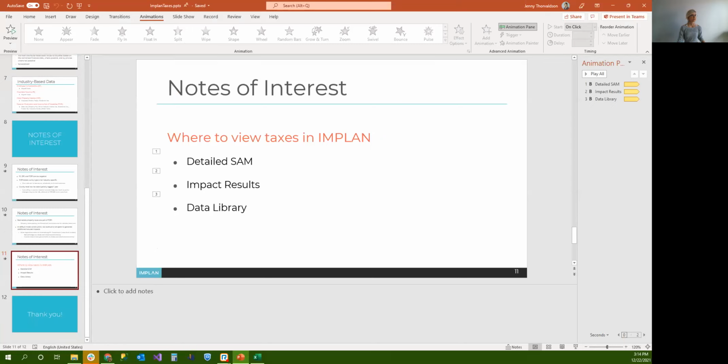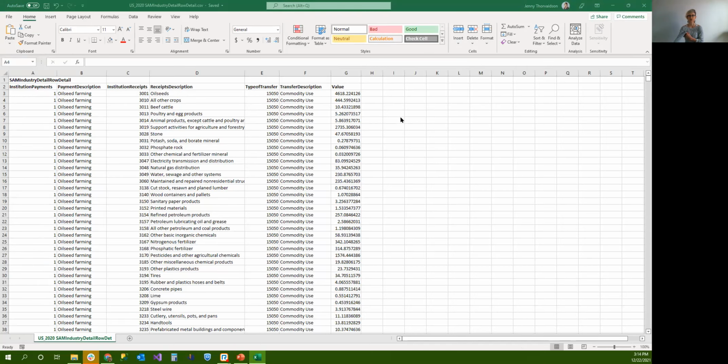So give me just a moment here and I will pull up what I'm going to walk you through: this pivoting. Most of you probably know how to pivot a table, but I'm going to show it just in case not. So when you export the full detail SAM in IMPLAN, this is what it looks like. It's not that pretty right now. It's just a bunch of columns that tells you what institution number, what's its name, is paying which other institution, and what the description is of what type of payment this is and what the value is.